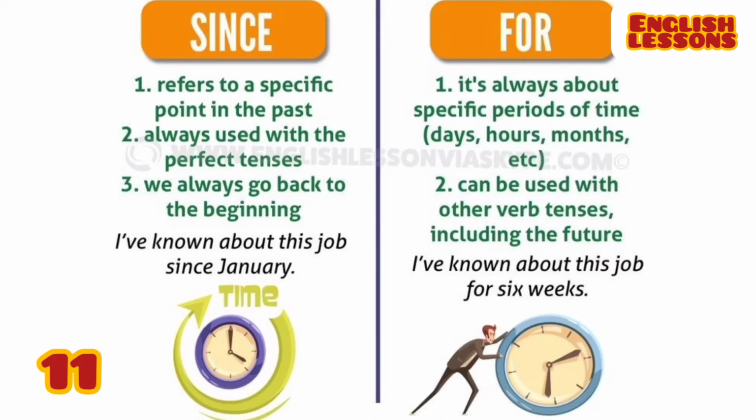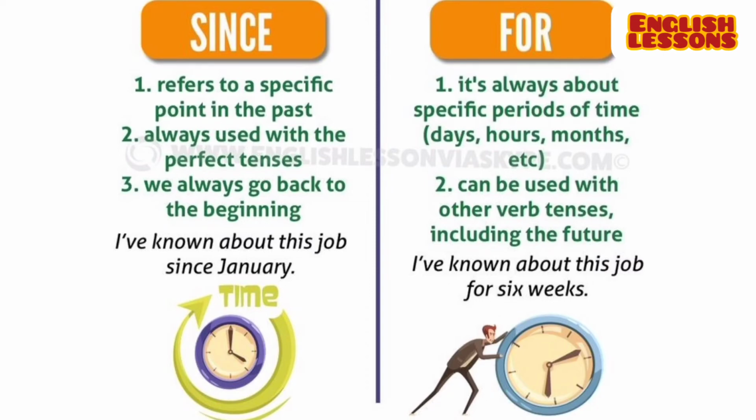What's the difference between since and for? Since, number 1, refers to a specific point in the past. Number 2, always used with the perfect tense. Number 3, we always go back to the beginning. For, number 1, it's always about specific periods of time, like days, hours, months, etc. Number 2, can be used with other verb tenses including the future.